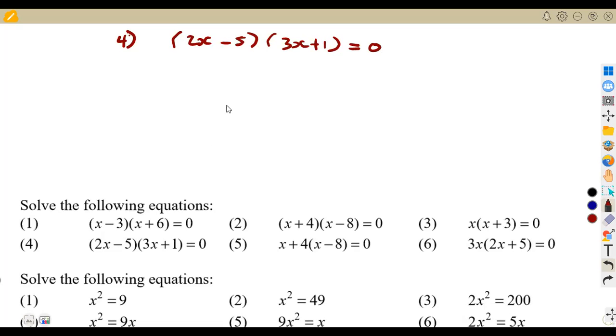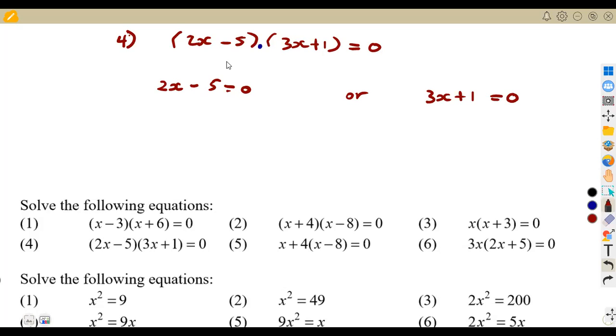So what does that mean? It means one of these two brackets must be equal to 0, because we are still back to the 0 concept. We are multiplying two terms, two brackets, to give us a 0. So one of the brackets must be equal to 0. So either 2x minus 5 must be equal to 0, or the bracket of 3x plus 1 is equal to 0.